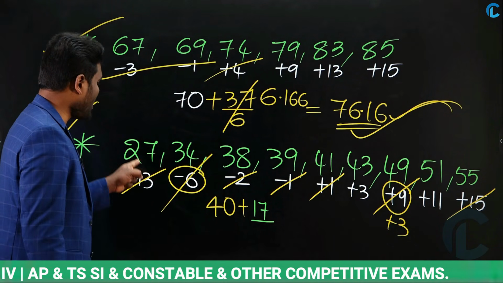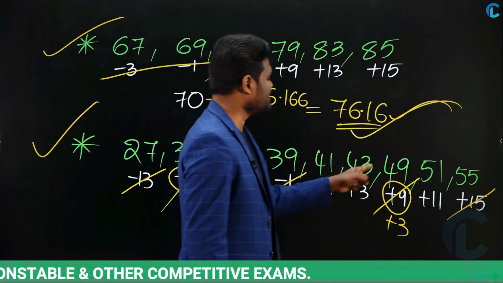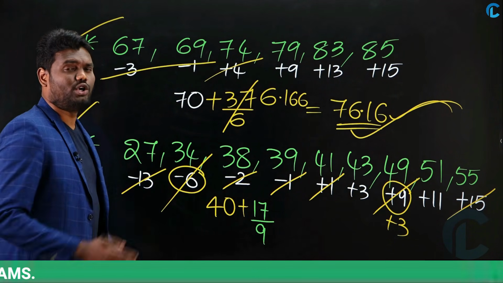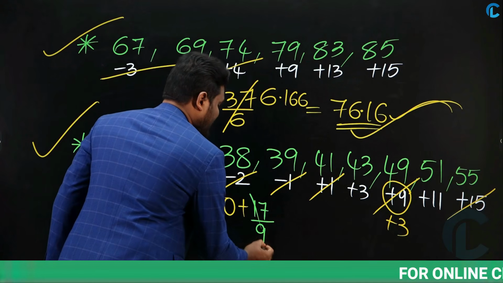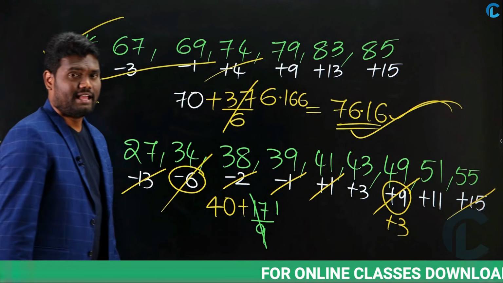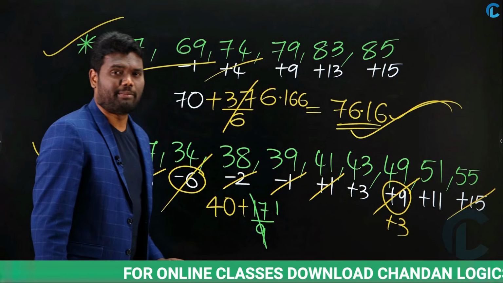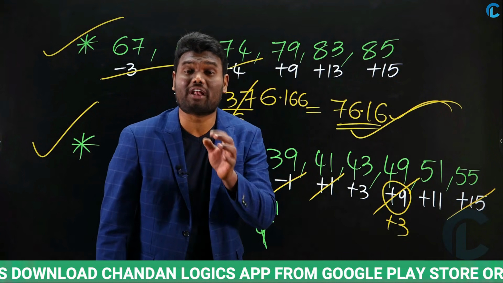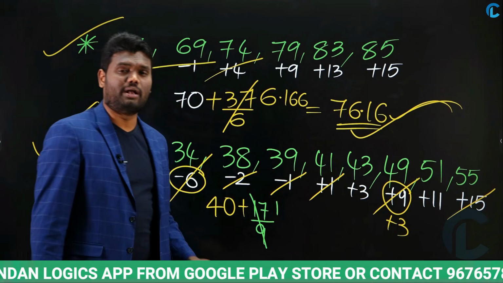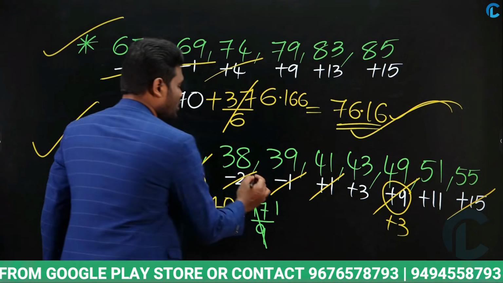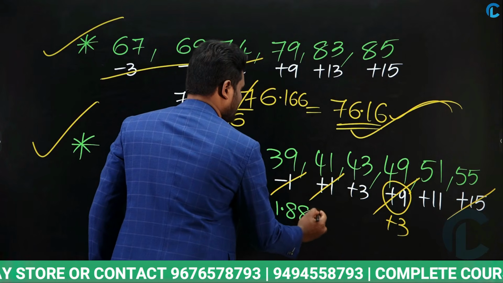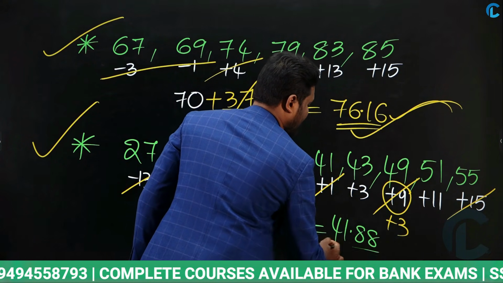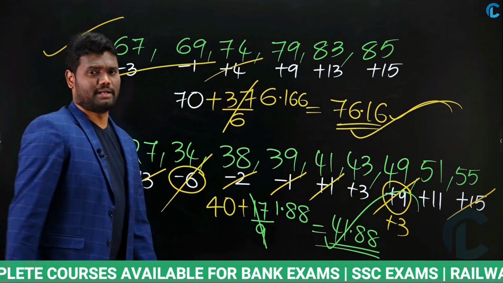Total how many numbers are there? 1, 2, 3, 4, 5, 6, 7, 8, 9. So in total I have 9 numbers. So distribute this 17 to all the 9 numbers. Now 9 one time is going to be 9. Then how much remainder? You have 8 remainder. 8 by 9. What is 1 by 9? 1 by 9 is nothing but 11.11%. Then 8 by 9 is going to be 88.88%, which is 0.88. So I can say that the average is nothing but 41.88. Yes or no?